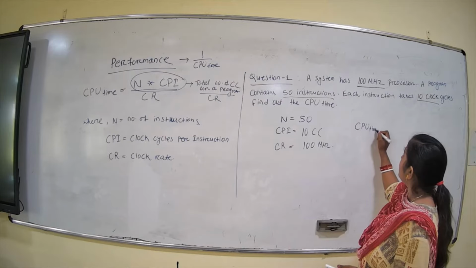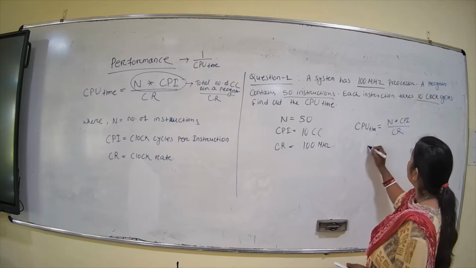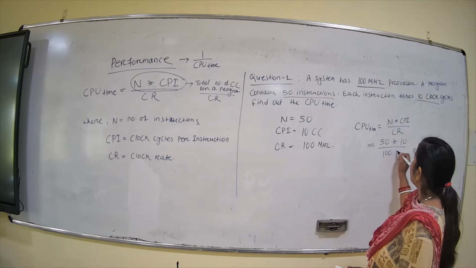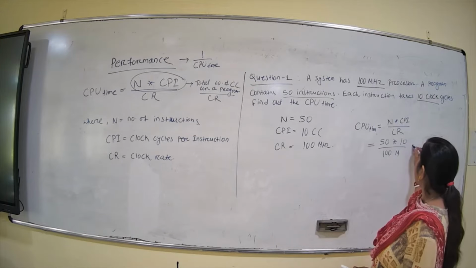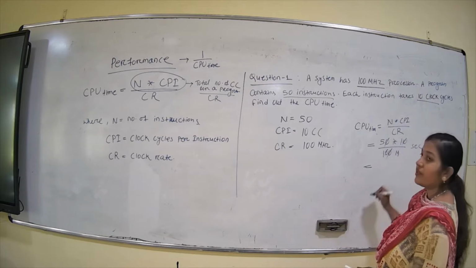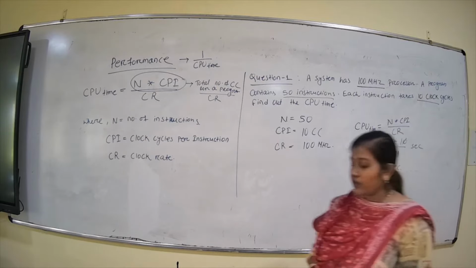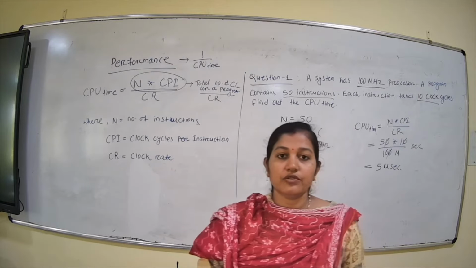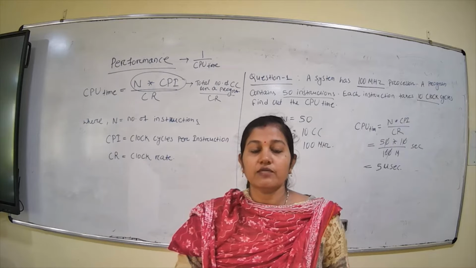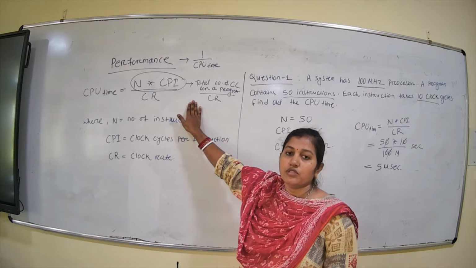So CPU time is equal to N into CPI by clock rate, which is equal to 50 into 10 divided by 100 mega. So it will translate into seconds. Now just find the time in microseconds. So CPU time for this system is 5 microseconds. If N, CPI and clock rate are given, you just calculate CPU time by using this equation.